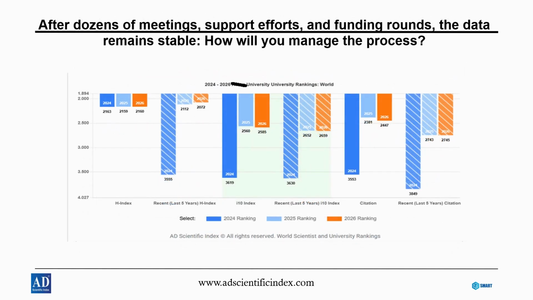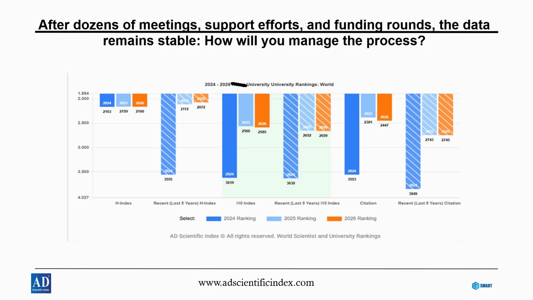Imagine a university investing months in meetings, support initiatives, and funding rounds, yet nothing changes. The rankings remain stuck. The H-index, I-10 index, and citation-based indicators stay flat. Despite all efforts, the institution struggles to understand why progress isn't happening, and where the real bottleneck lies. When traditional management tools fail to reveal the underlying issues, decision-makers need a smarter, data-driven approach.